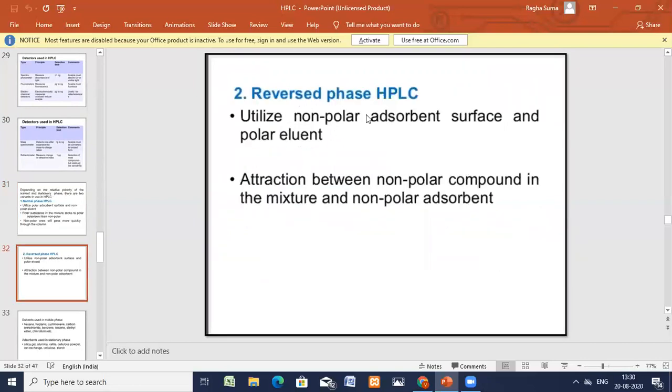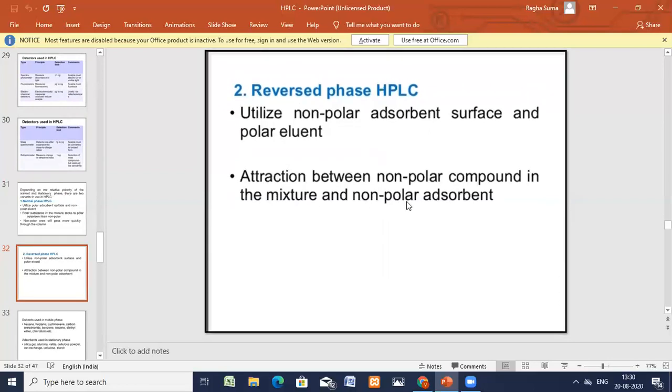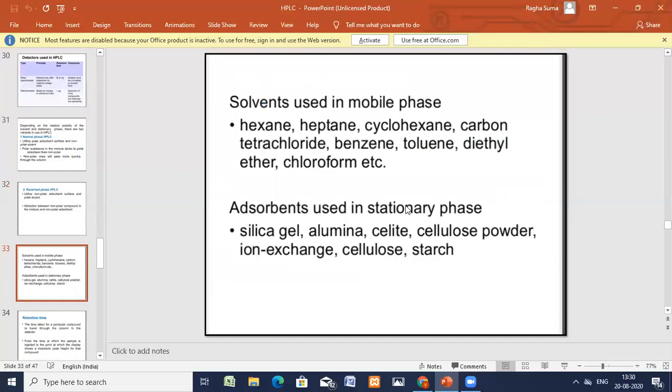Now coming to reverse phase HPLC, it utilizes a non-polar adsorbent surface and a polar eluent. So there is attraction between the non-polar component in the mixture and the non-polar adsorbent. The compound is non-polar and the adsorbent is also non-polar. It uses a non-polar adsorbent surface and a polar eluent.